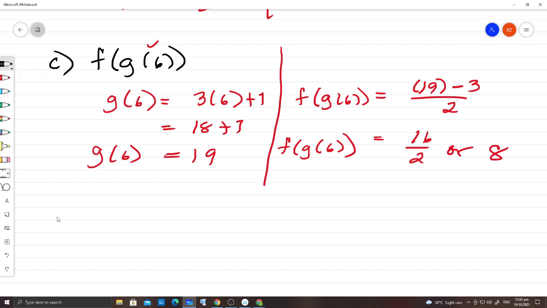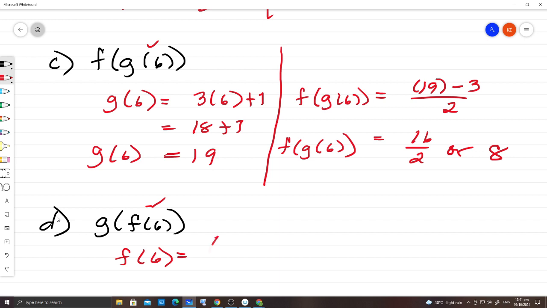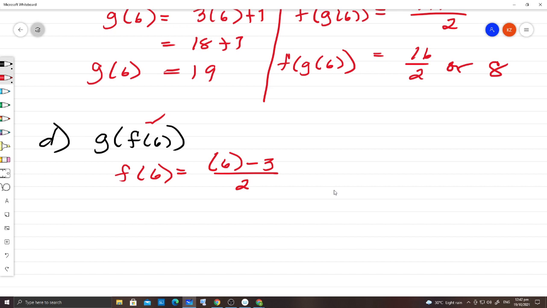Okay, next, letter D. g composed of f of 6. So let us find first f of 6. This one is 1.5. So f of 6 is 3 over 2, or 1.5.